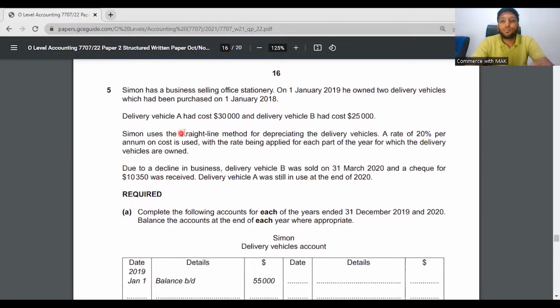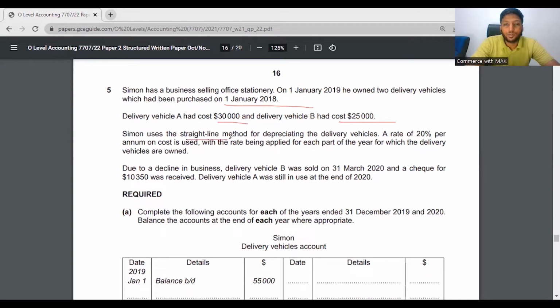Simon is a business selling office stationery. On 1st January 2019, he owned 2 delivery vehicles which had been purchased on 1st January 2018. Whenever you are doing a depreciation sum, you need to know the dates specifically, because dates are the confusing things. Delivery vehicle A had cost 30,000 and delivery vehicle B had cost 25,000. Simon uses the straight line method for depreciating the delivery vehicles.